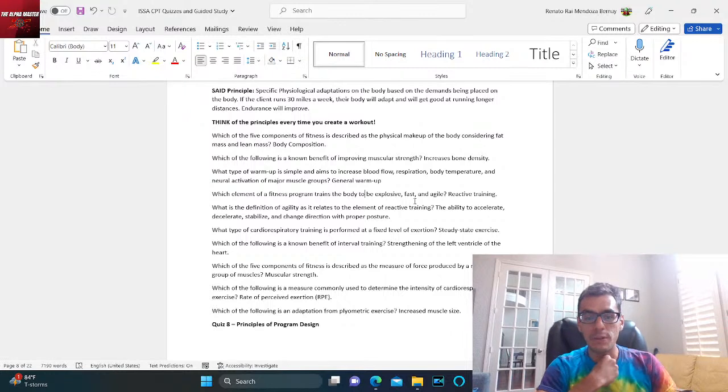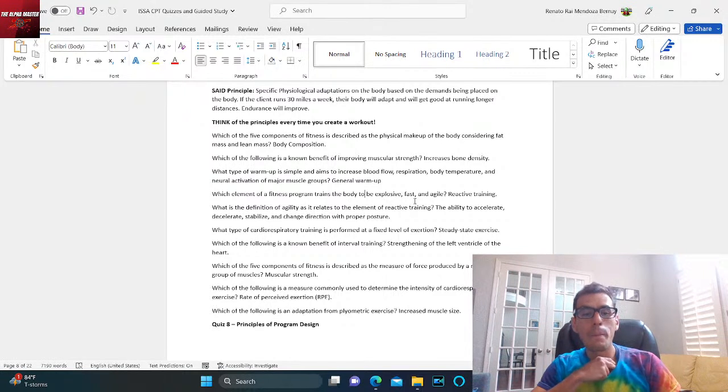The type of cardiorespiratory training that is performed at a fixed level of exertion is a steady state exercise. Which of the following is a known benefit of interval training? A strengthening of the left ventricle of the heart. A known benefit of interval training is that it strengthens the left ventricle of the heart.